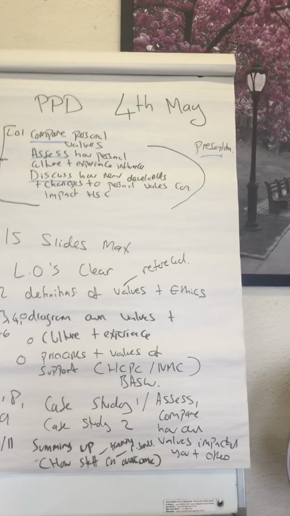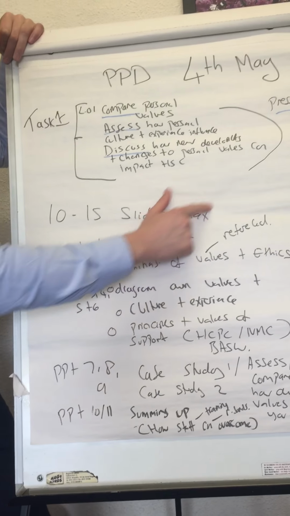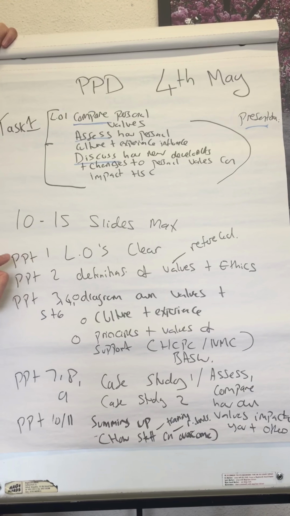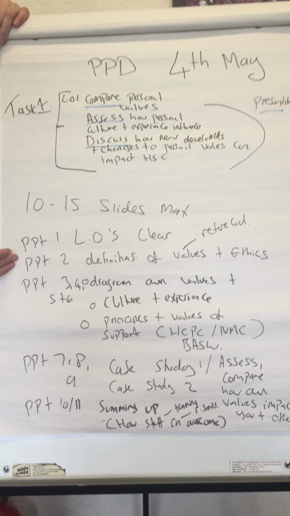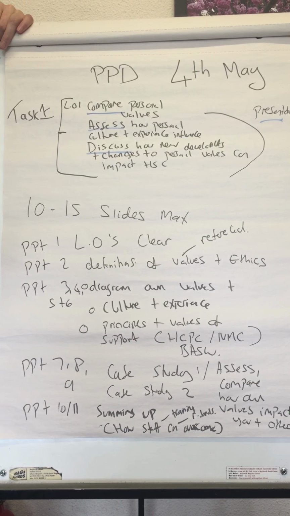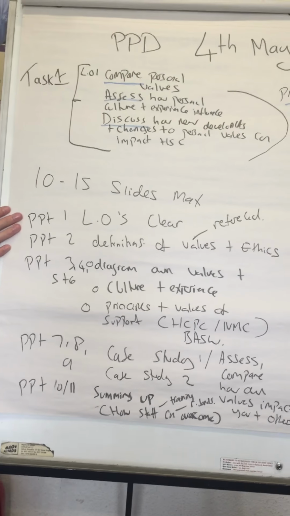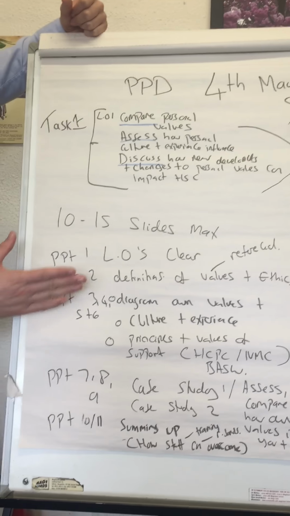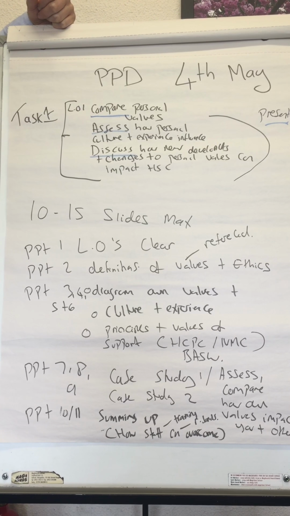Your PowerPoint should be about 10 to 15 slides max. Okay, so you're doing this for a conference for your workplace, so you've been asked to do some training for staff in your workplace. They're wanting a PowerPoint presentation looking at your values and how they can impact your job role. Okay, so PowerPoint 1 I thought should be your learning outcomes very clearly mapped out. What are you going to achieve?